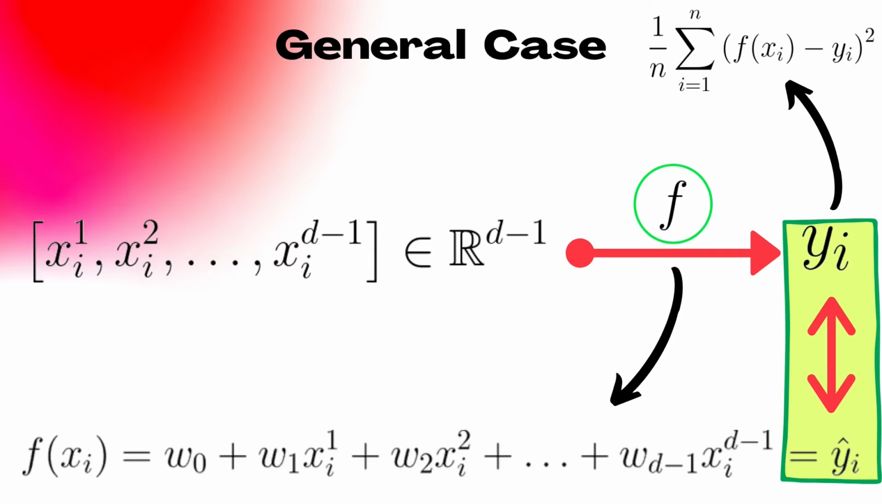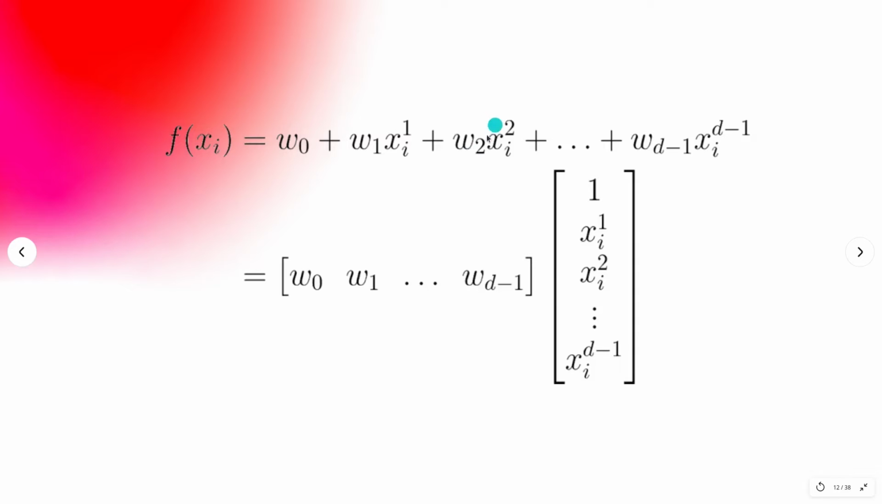And what is the measure of closeness? The measure of closeness is this loss function: 1 by n, sigma i equal to 1 to n, f of xi minus yi, the whole square, where f of xi is the predicted value and yi is the target value. So this f of xi is nothing but w0 plus w1 x1 plus w2 x2 and so on, and wd minus 1 xd minus 1. So it can be written as a product of two matrices, w0, w1 until wd minus 1, into 1, xi1, xi2 until xi d minus 1, which is nothing but w transpose xi. So this is w transpose into xi.